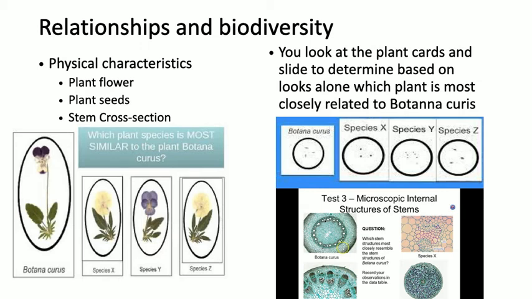The first part deals with physical characteristics. You look at cards that have the plant flower and the seeds on them. You can see the flower on the lower left-hand side and the seeds on the right-hand side. The next thing you will do is look at microscopic cross-sections of the stem. The cross-sections can be seen on the bottom right. You look at the plant cards and the slide to determine, based on looks alone, which plant is most closely related to Botanicurus.